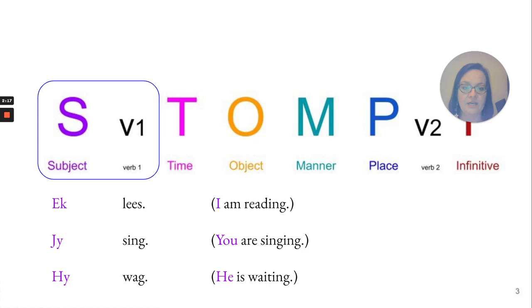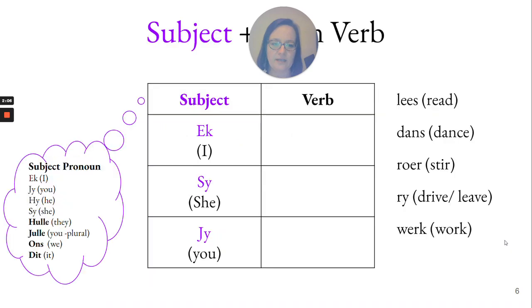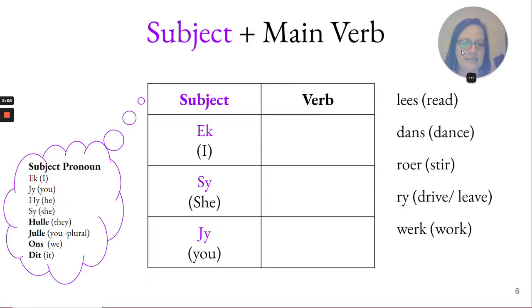Easy to recognize. So you can put them with a subject and a verb. So that could be a complete sentence, subject and verb. Ek lees, jy sing, hy wag. I just want to show you the next one. It has a list of a lot of pronouns that you can use. This is where most of your pronouns will be within your subject. Ek, jy, hy, sy: I, you, he, she.